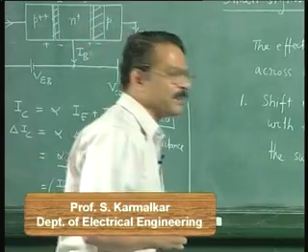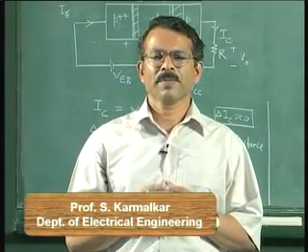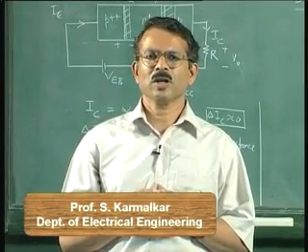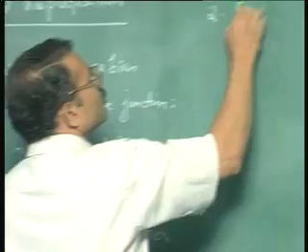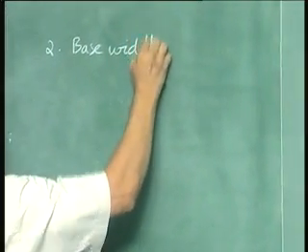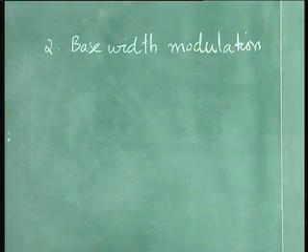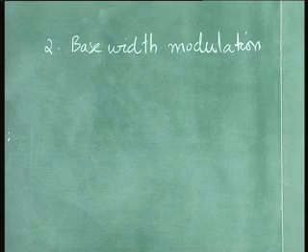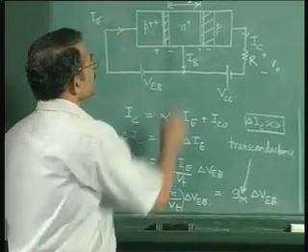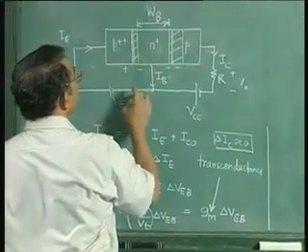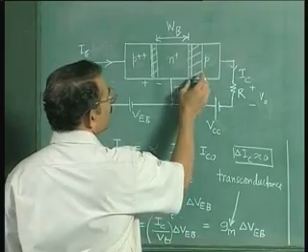The next important thing that happens is the reduction in amplification because of what is called base width modulation. Let us understand what this base width modulation is. The base width modulation is the change in WB with change in VEB or IC because of the change in the depletion width here.